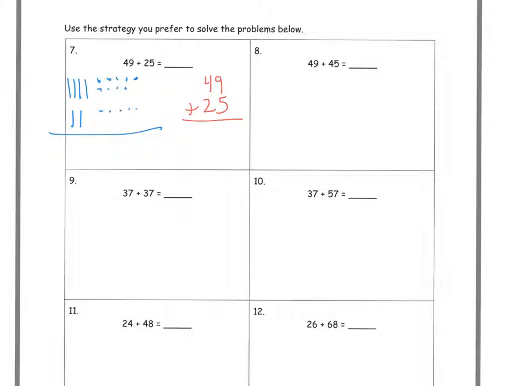So if I count all of these 1s up, I'm trying to make a group of 10. And I know I can with this and with this. So that's a 10. And I'm going to bring it over here. And I'm left with my 4 1s right there. Now I can count my 10s, and I have 1, 2, 3, 4, 5, 6, 7.